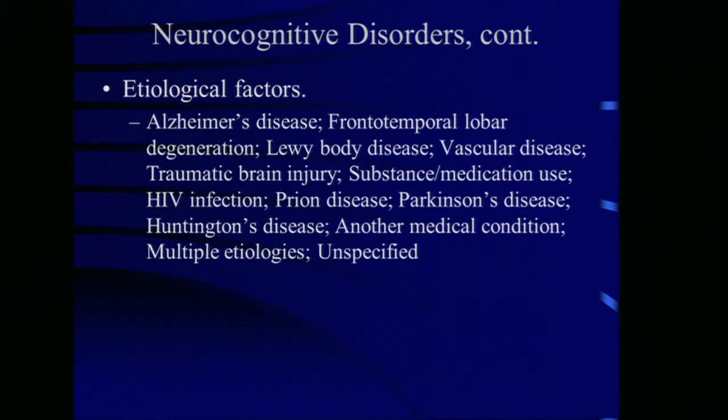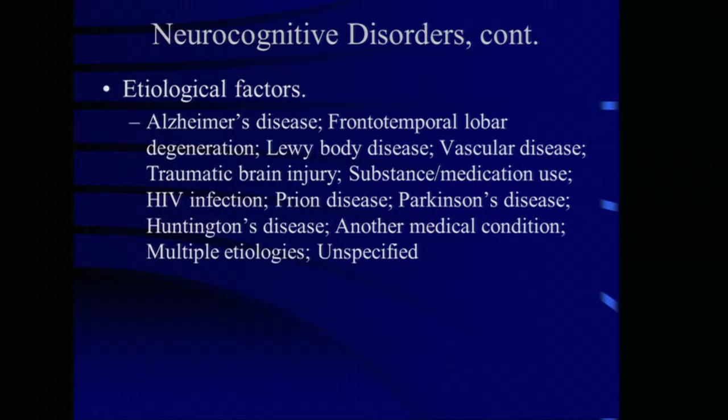Okay? And these are the etiological factors, and they have a pretty good description, by the way, of characteristics of these different etiological factors. And what, by the way, we're finding out is that the Lewy body is a lot more prevalent than we used to think it was. Vascular disease and, of course, Alzheimer's disease, they overlap quite a bit. Prion disease, so that they have the etiology, and it can be multiple etiologies or unspecified.